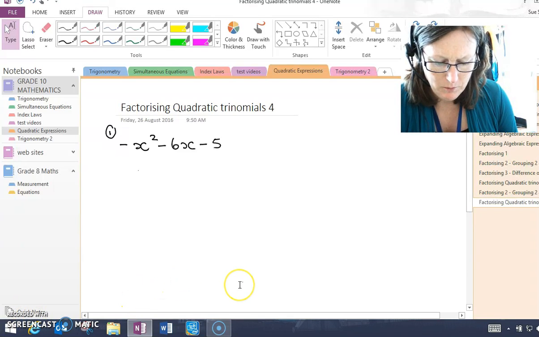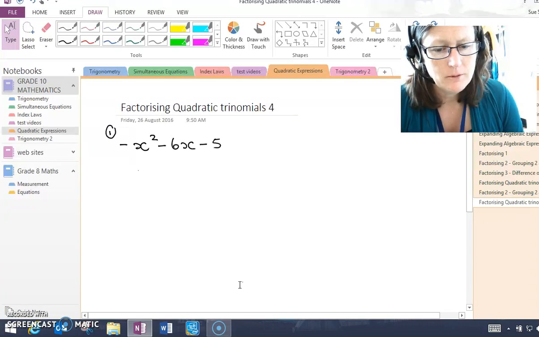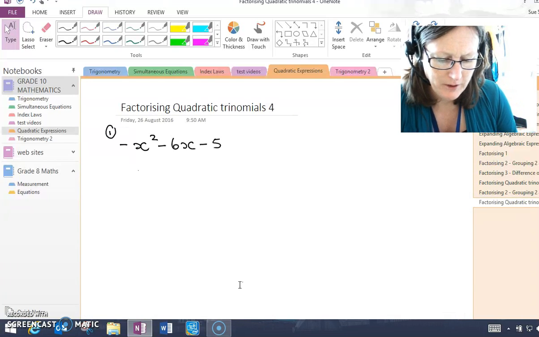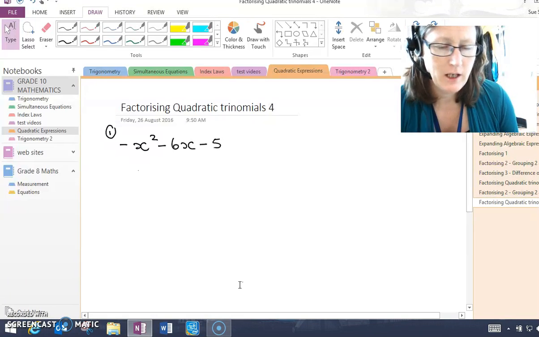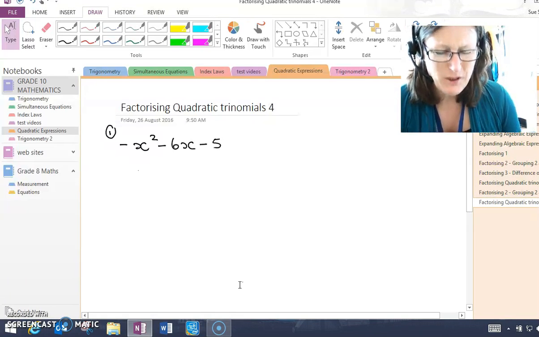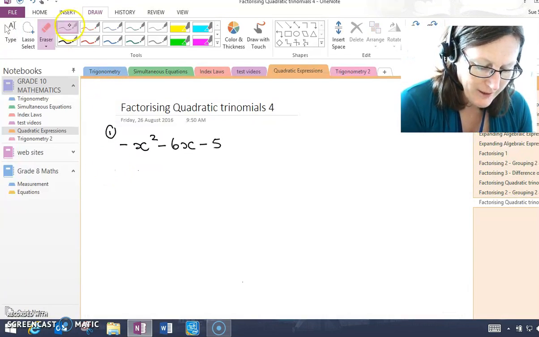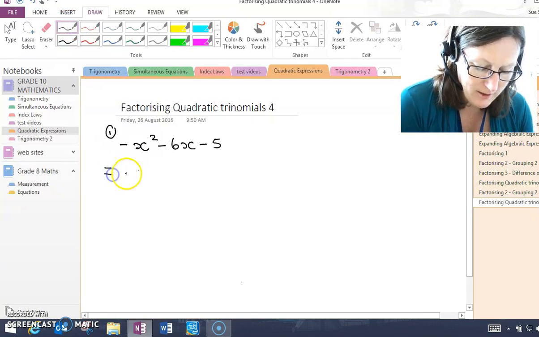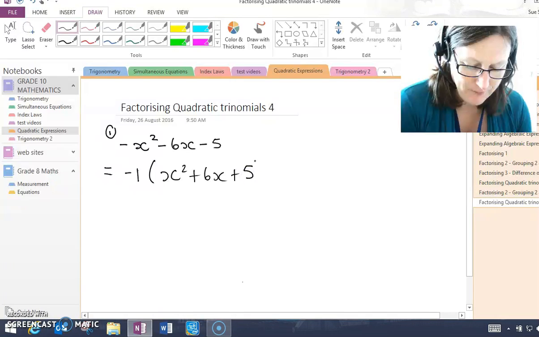Okay, I'm going to do a couple more factorising quadratic trinomials that may be fractionally harder than a couple in the previous videos. This is a quadratic trinomial as it has an x squared, an x and a no x term. They've all got a negative, and remember the first thing with factorising is to see if there's something common. I think it's going to look easier for you when you take the negative 1 out as a common factor. That leaves us with x squared plus 6x plus 5.